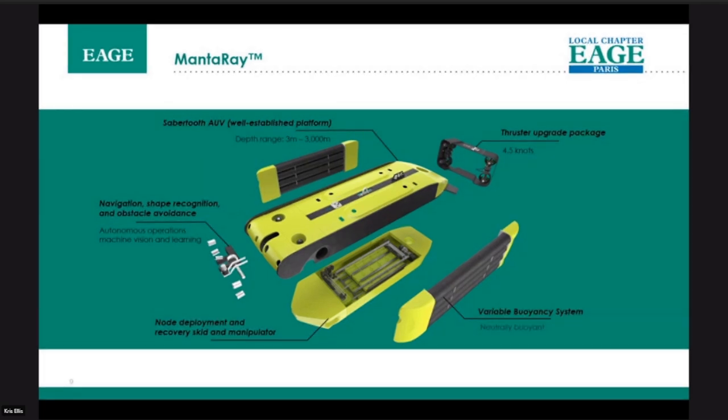As I mentioned, it's fully electric. We're looking at positioning specs within the same realm as ROV in terms of node location. And as I mentioned, it's currently being wet trialed in the pool, with the first commercial survey coming up.